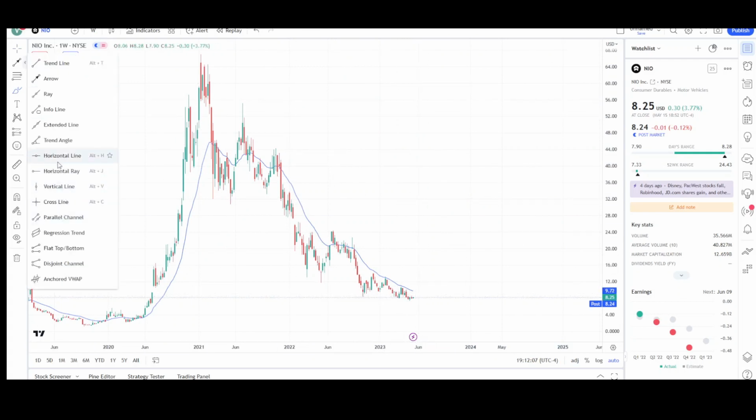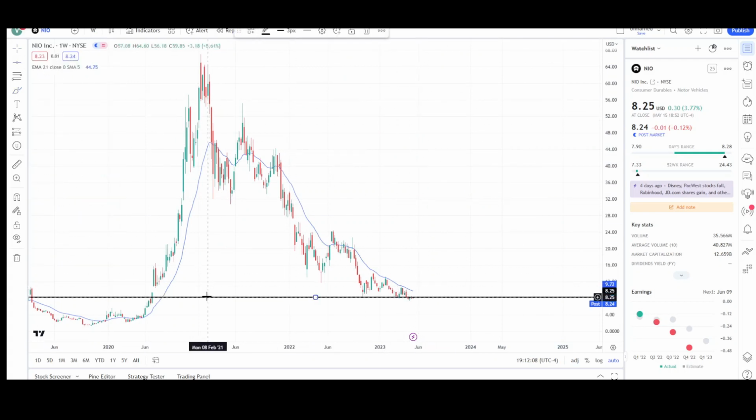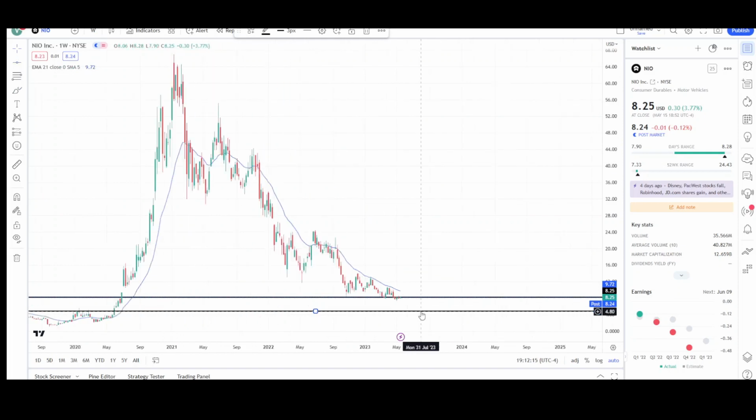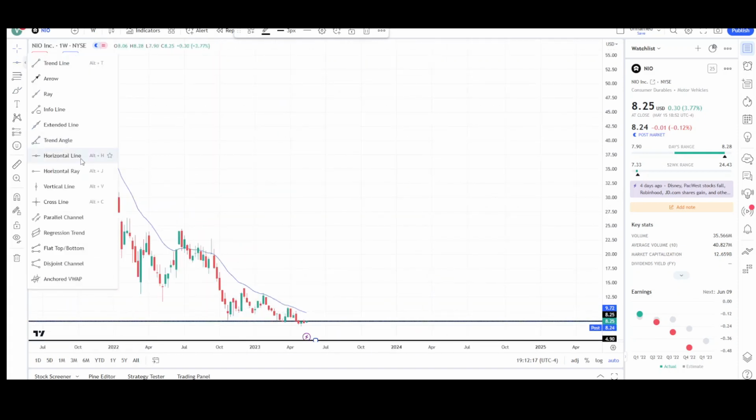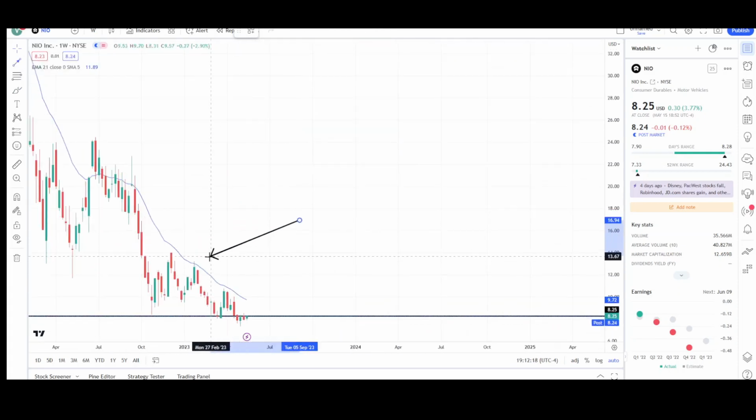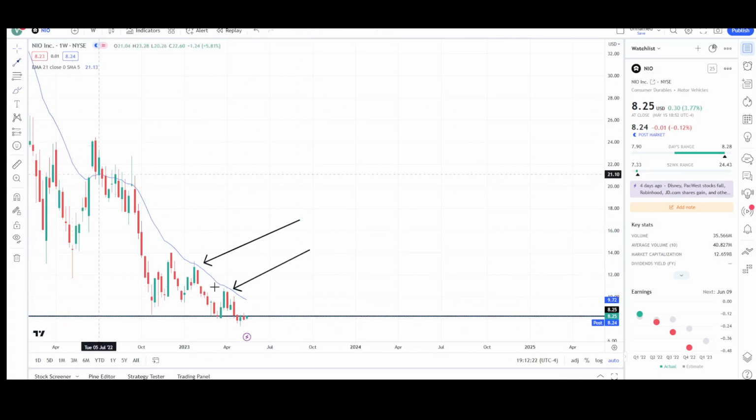If NIO cannot stay above this $8 level, it can fall back down to that $5 level because that was the prior breakout, and there's a good chance that might occur because this downtrend or this EMA is acting as overhead resistance. So it looks like prices could see a little pop up to it, but it would be expected that the EMA acts as resistance and maybe pushes prices down one more time. So we'll have to wait and see.